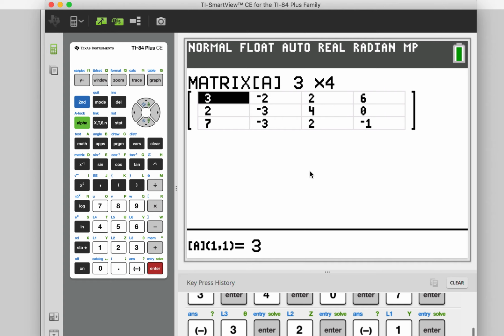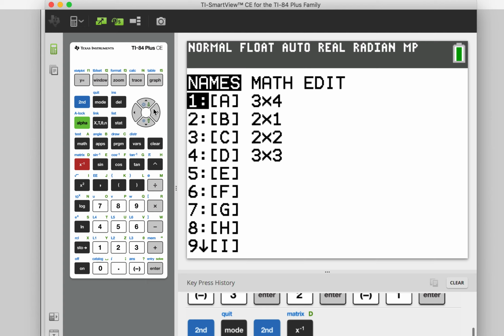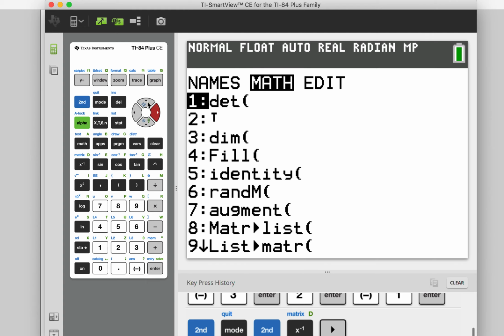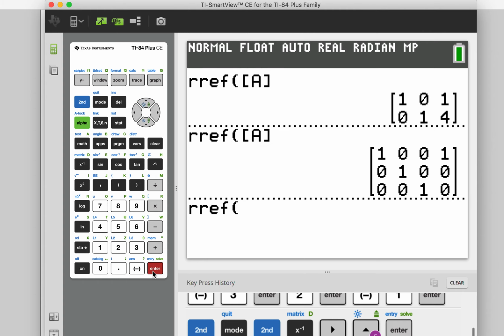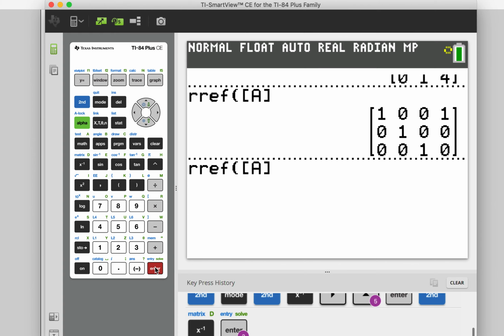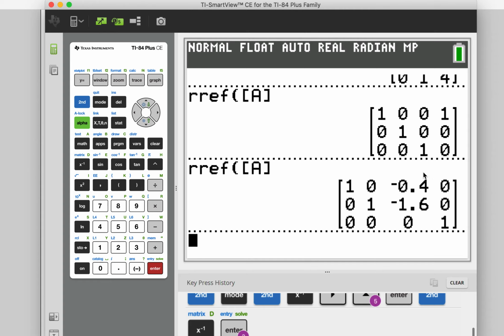Okay. And then I go second quit, and then we just go ahead and grab our reduced row echelon form. So second matrix, over to math. I think it's quicker to go up, but you could also just arrow down until you get to B. So I hit enter, go and grab matrix A, because I saved it under matrix A, and hit enter. Now this one, did I reach my goal? Here's the identity matrix of a 3 by 3. Is this the identity matrix?